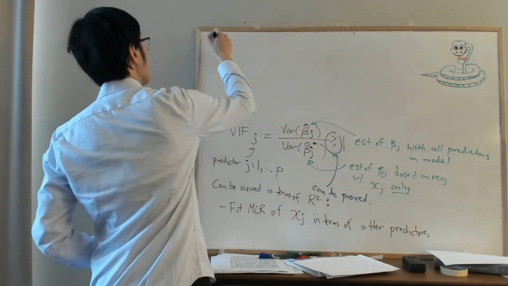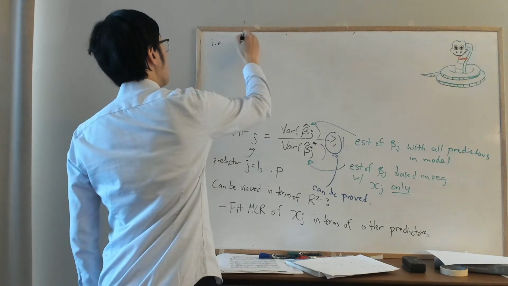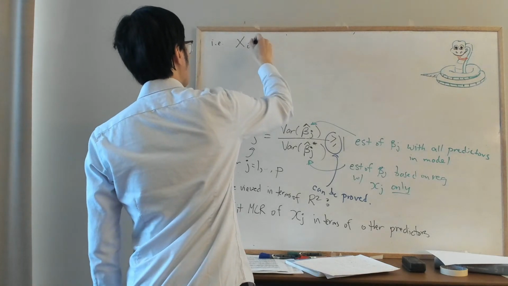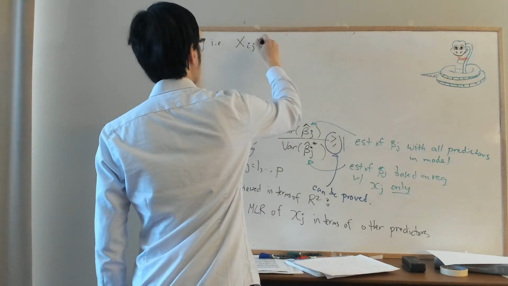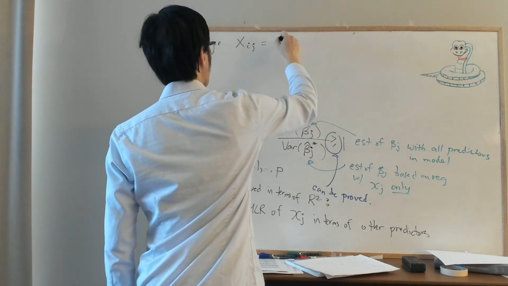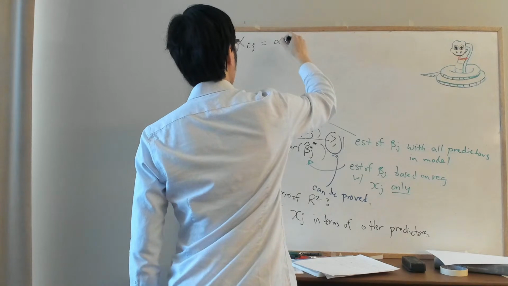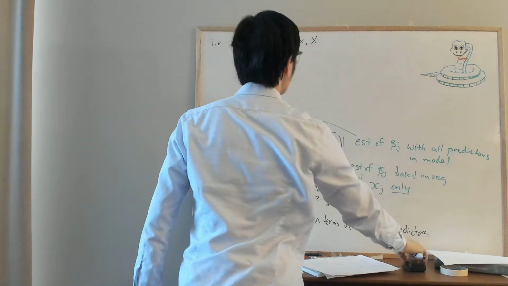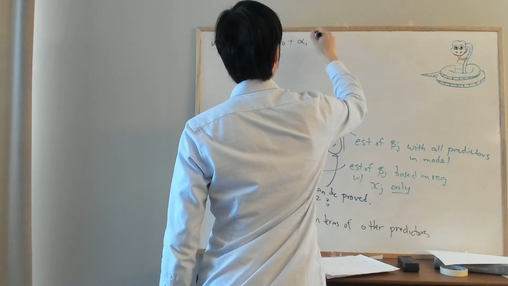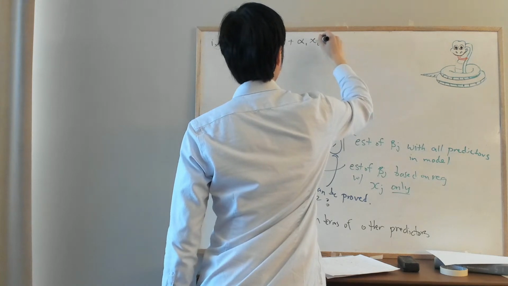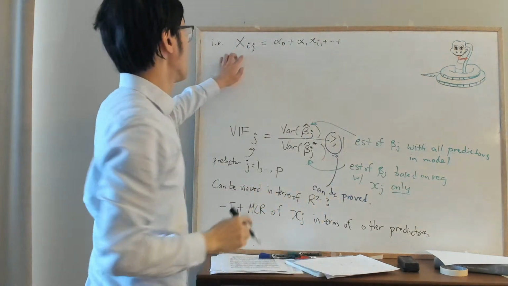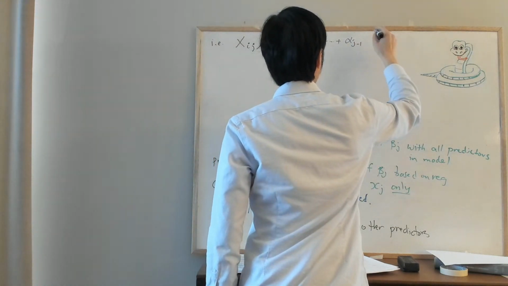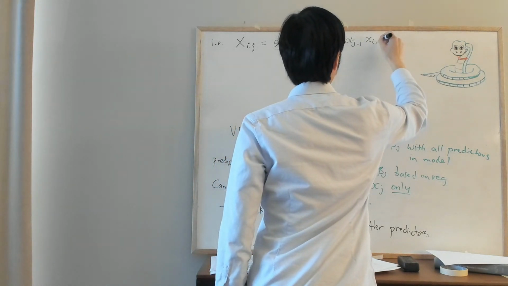Okay, so specifically, we're going to treat xj as our response for this purpose. Basically we're fitting a regression of this form. We're going to do the usual things: you have alpha 0 plus alpha 1 xi1. So it's going to be based on everything except the jth one. We will go up to x i,j minus 1.